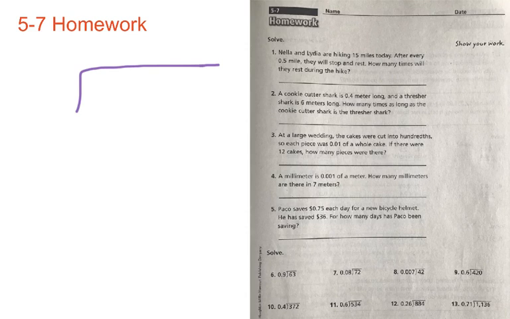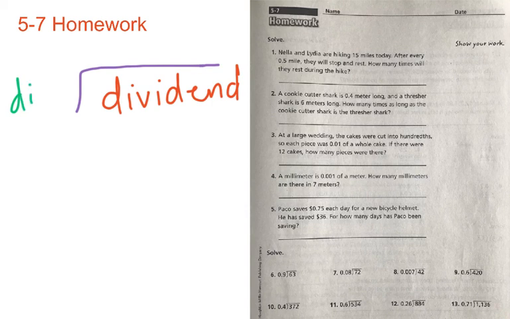In a division problem, the dividend is the number that's being broken up into equal pieces. The divisor is the number that tells you how many pieces you are breaking the dividend up into. And the quotient is your answer. Today, what we're talking about is the divisor.